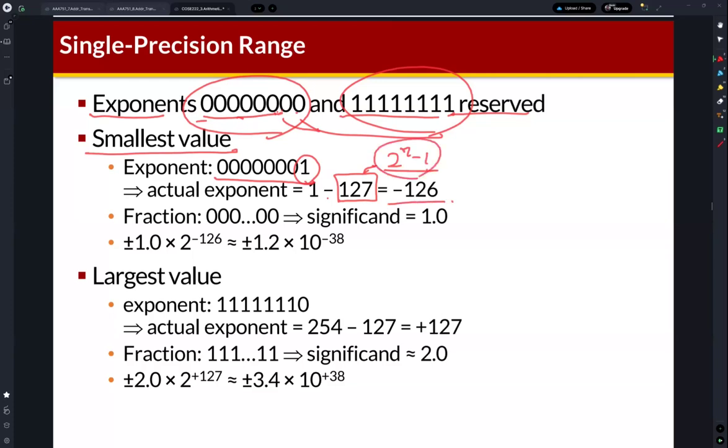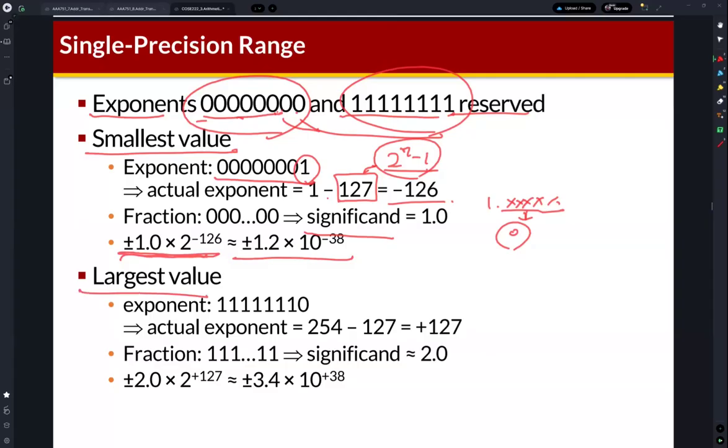For the smallest number, the fraction part is 1.xxxx. If these bits are 0, then it's the smallest number. So the significand is 1.0. So this is the smallest number. And in decimal, the smallest number is approximately 1.2 multiplied by 10 to the power of minus 38.